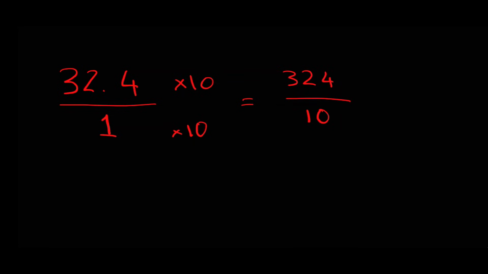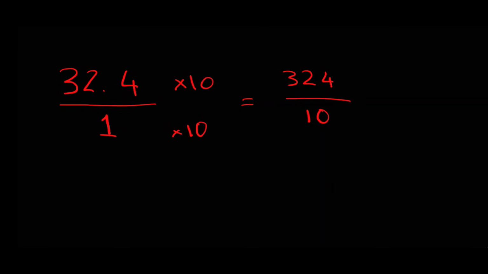Alright, how would you turn 32.4 into a fraction? Well, you can write it as 32.4 divided by 1, and because this one only has one decimal place, you can turn it into a fraction with whole numbers by multiplying the top and the bottom by 10. And that equals 324 over 10.